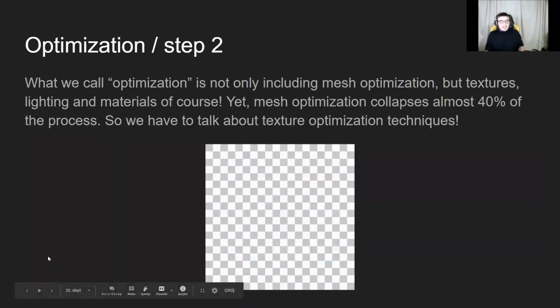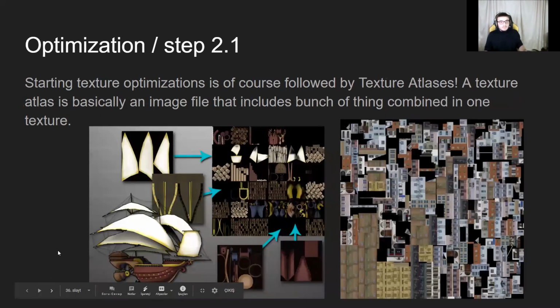Okay. So optimization step 2. What we call optimization is not only including mesh optimization, but textures, lighting, and materials, of course. Yet mesh optimization collapses almost 40% of the process. So in here, we are going to be talking about texture optimization and things oriented with texture optimization. Starting texture optimization is of course followed by texture atlases.